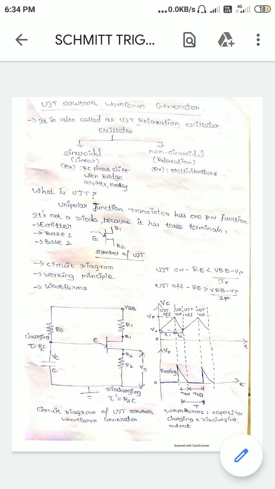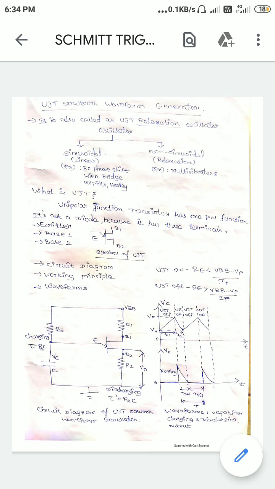It is the main component we are using in the circuit diagram. Next we are going to discuss the circuit diagram, working principle and waveforms produced by the circuit. For the circuit, you know the UJT symbol, no? So that symbol has been drawn.